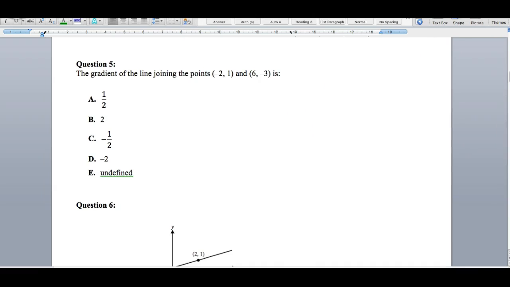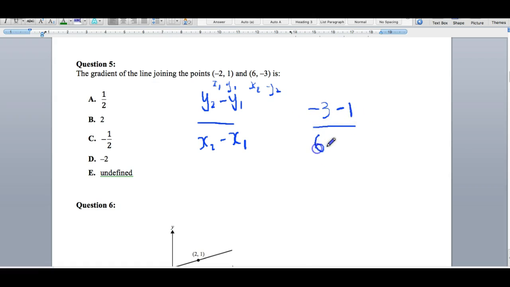Okay, so you should be familiar with the gradient formula. So it's the difference in your y values over the difference in your x values. So we have rise over run, and you can label them x1, y1, x2, y2. Now, you don't have to do all this. Once you get enough practice and you're confident, you should know, okay, it's -3 minus 1 over 6 minus -2. So we have -4 over 6 plus 2 is 8, which gives you -1/2. So your correct answer for that one is C.